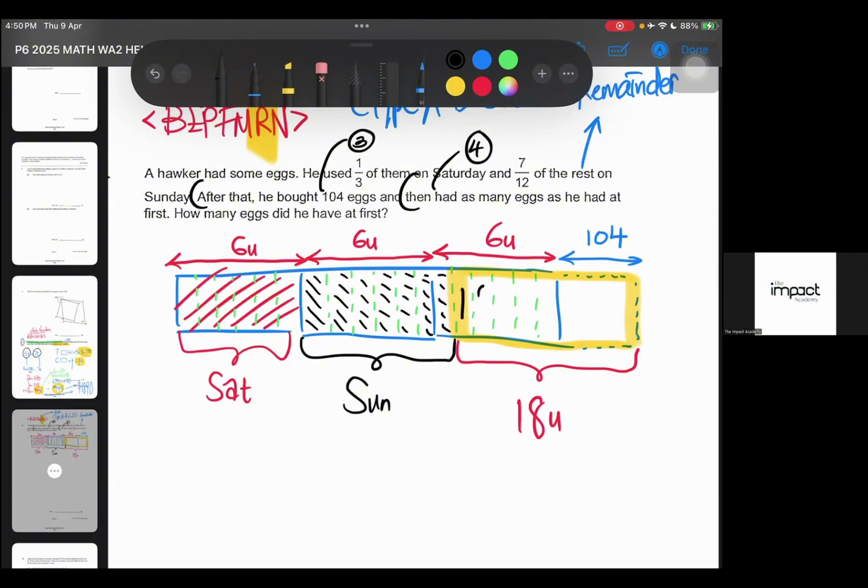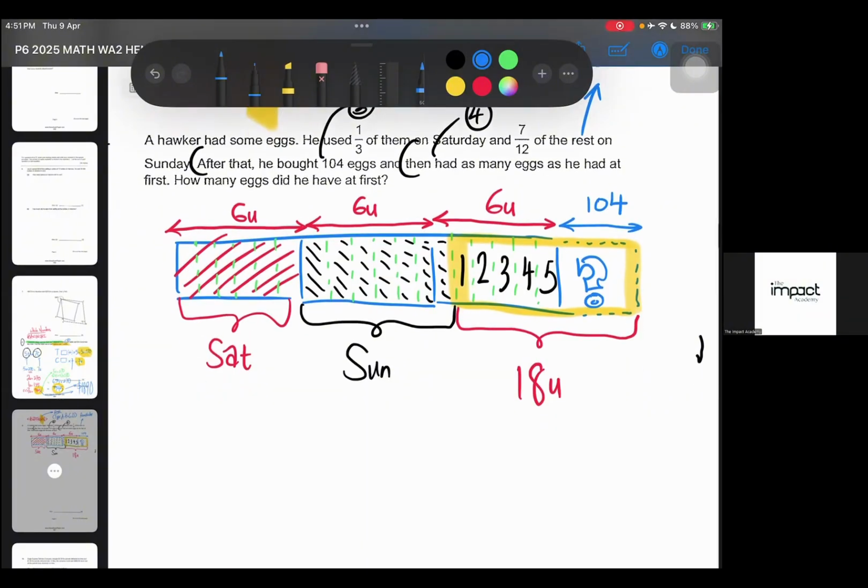We already have 1, 2, 3, 4, 5 units over here. So my question to you, my dearest students, what is this? How many units will that question mark be?